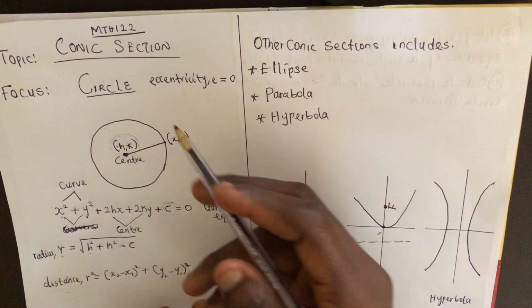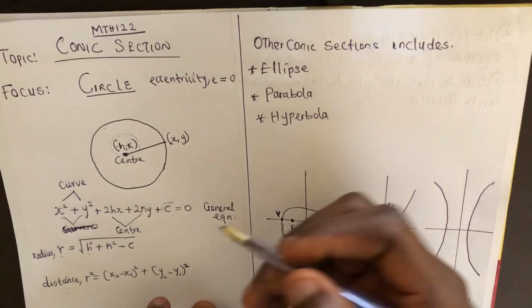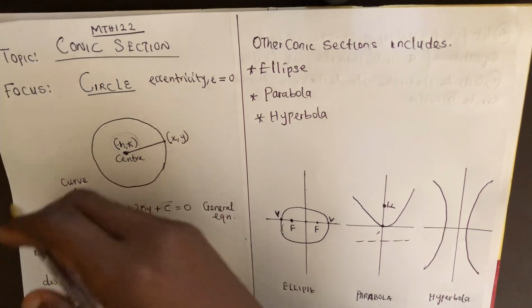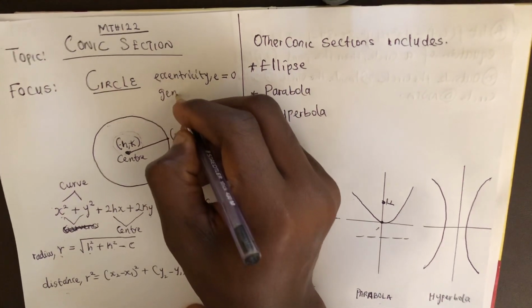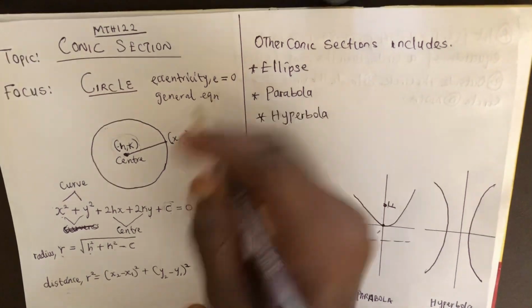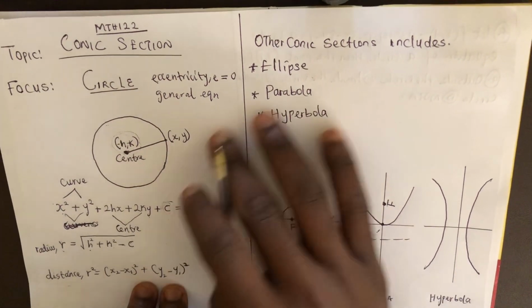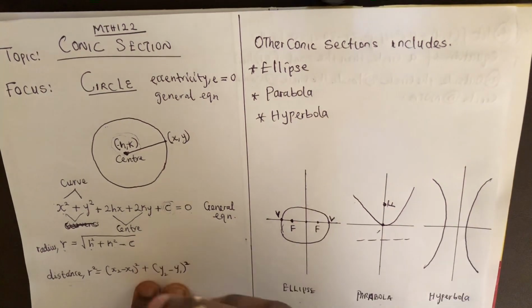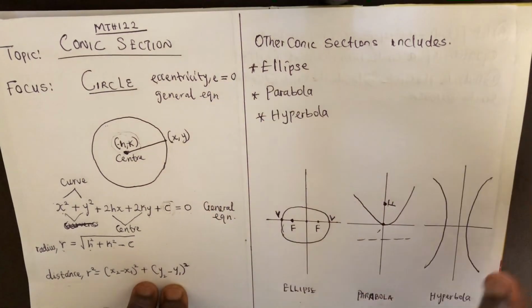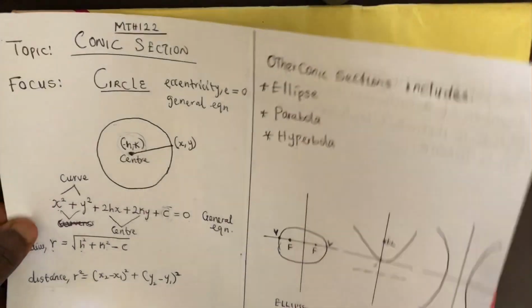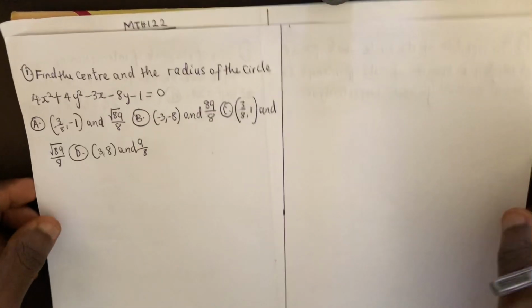Then eccentricity is 0. What else? This is the general equation. I've just said something about the general equation. I'm talking about the characteristics. So the general equation is this: all the conic sections have their own respective equation. Okay, let's move to calculations, or let's look at questions.